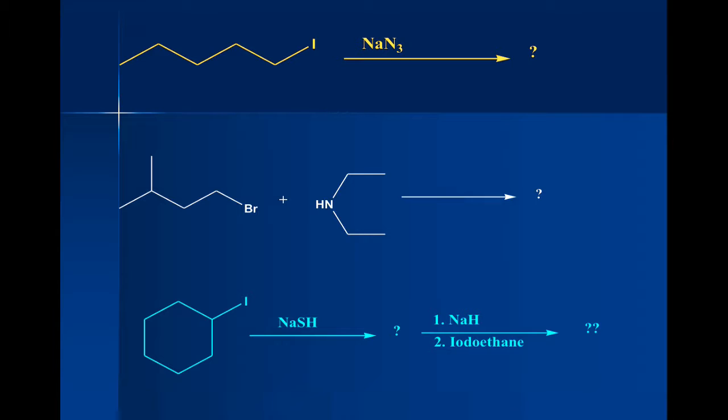Do I need to put the 1? I don't, because no matter where I put the iodo, it's going to be 1 iodo. So we can just call it iodocyclohexane or cyclohexyl iodide. Either way would be certainly legitimate.